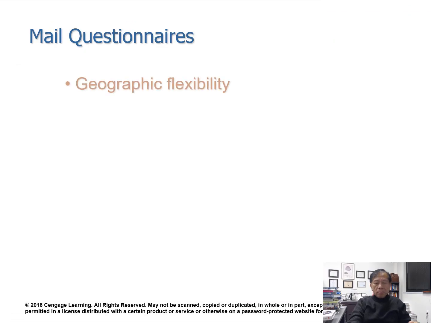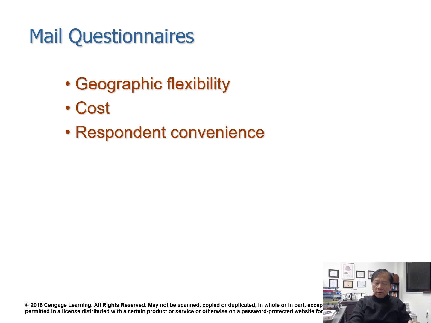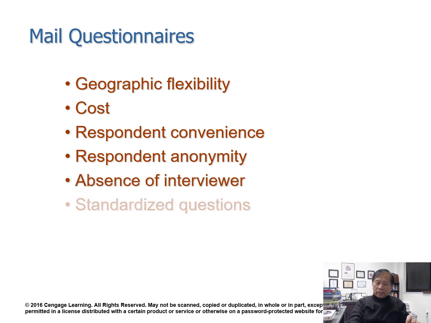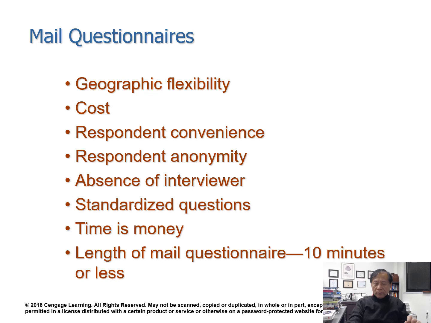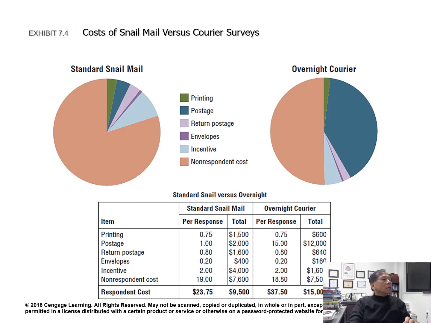Okay, mail questionnaires. There is geographic flexibility. You can mail to only certain zip codes. The cost is the issue. Respondent convenience is good, and respondent anonymity is good. It's anonymous. They just fill it out, put it in a self-addressed, stamped envelope, and you receive it back. There's absence of interviewer, standardized questions, time is money. The length of the questionnaire should ideally be about 10 minutes or less.